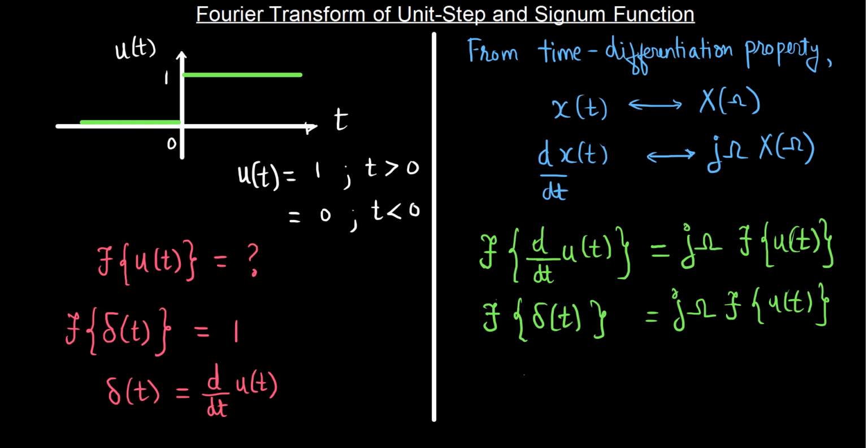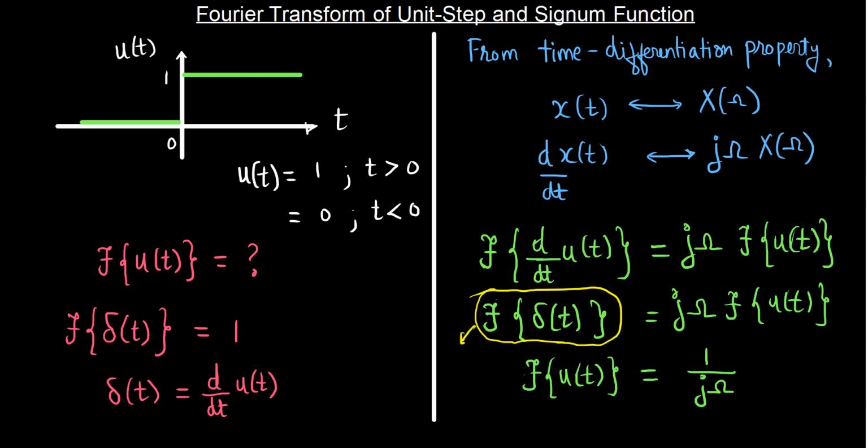So this Fourier transform of u of t appears to be equal to 1 upon j omega, because we know the Fourier transform of del t is 1. I have simply taken this j omega to the other side, and we have obtained that the Fourier transform of u of t is 1 upon j omega. That's what it appears to be.